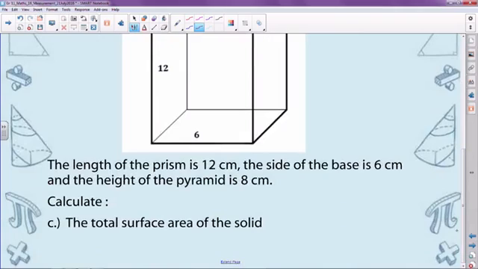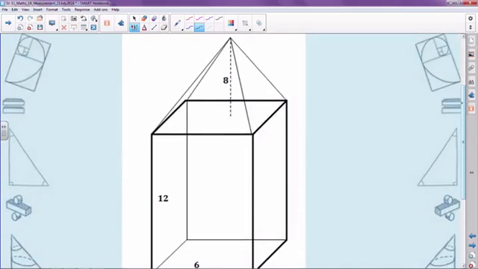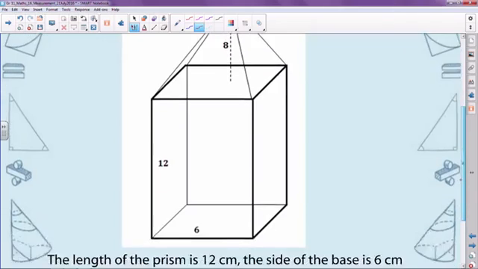You have the next question. The length of the prism is 12 centimeters. The side of the base is 6, and the height of the pyramid is 8 centimeters. Calculate the total surface area of the solid. So you need to work out the surface area of the top, and also incorporating the whole solid. What is the total surface area?